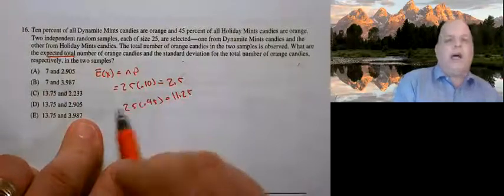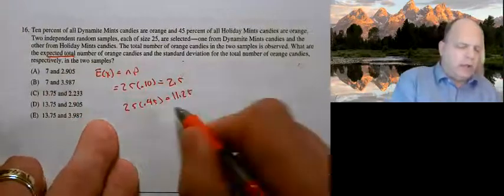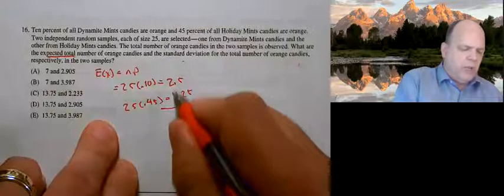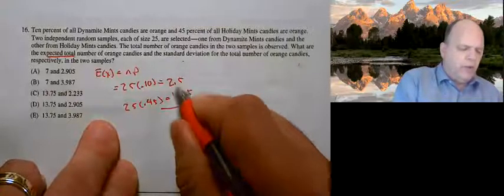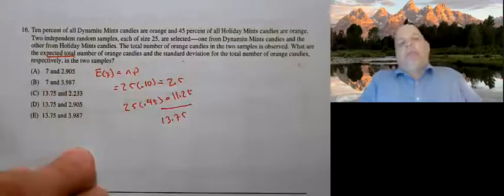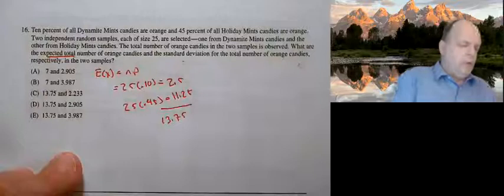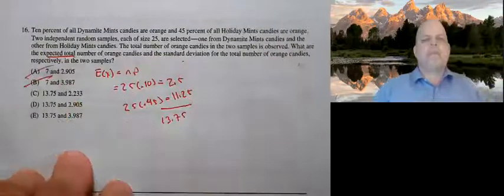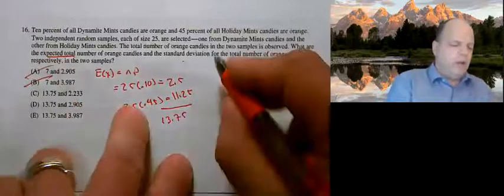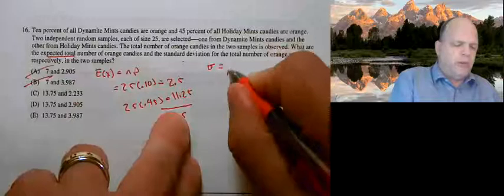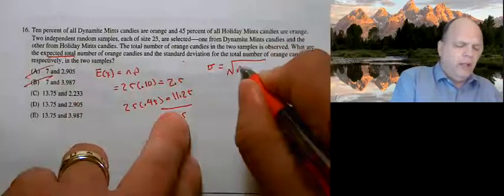Well, it turns out I can add means directly. So I can add these up and I end up getting 11.25 plus 2.5 is 13.75. So my expected value is 13.75. That gets rid of these two. We know it's going to be one of these three. So now I need to think about standard deviation. My standard deviation for something like this is going to be the square root of NPQ.